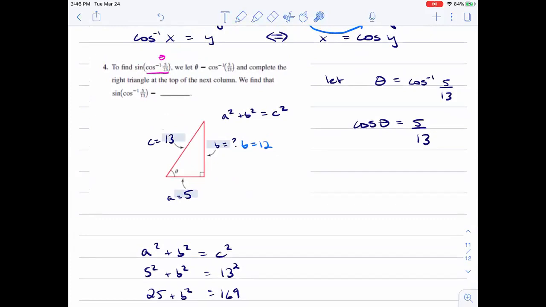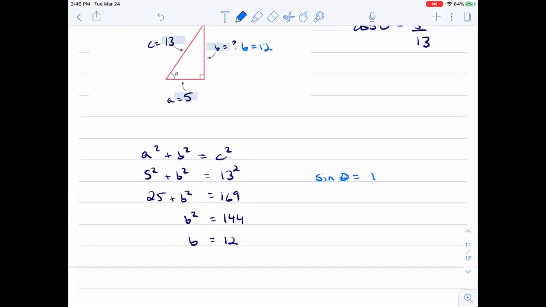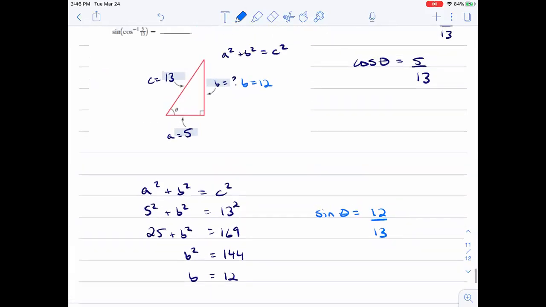So now, what we did was, okay, we say sine of theta. Well, I've got theta here. So sine is opposite over hypotenuse. So the sine of theta is the opposite over hypotenuse, which must be 12 over 13. And that's it. All right.